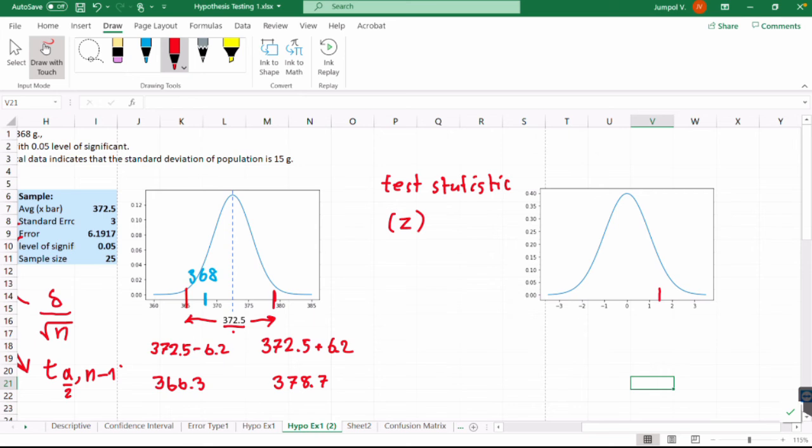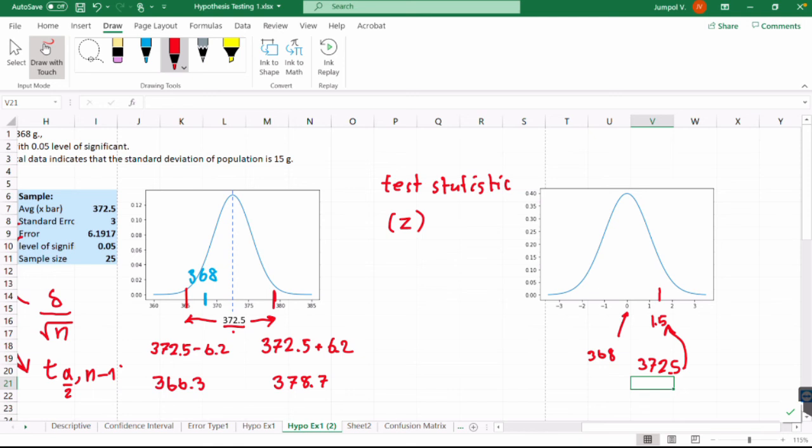So 1.5 here, when we put it in standard normal distribution, is here. So this is like maybe the position of the transformed 372.5 into 1.5 here, and this is like 368, right? And the other thing that we need to find is the boundary, right? The critical region and critical value.